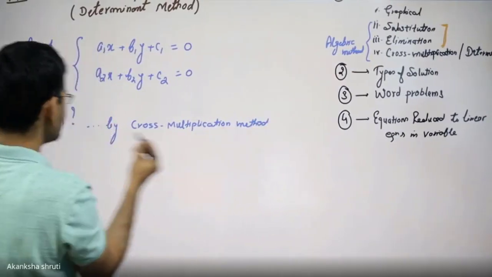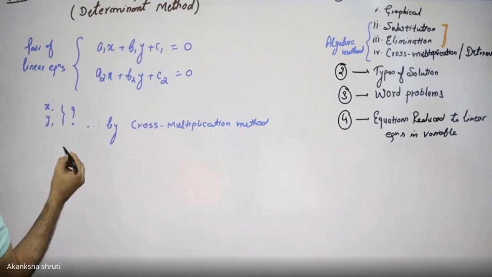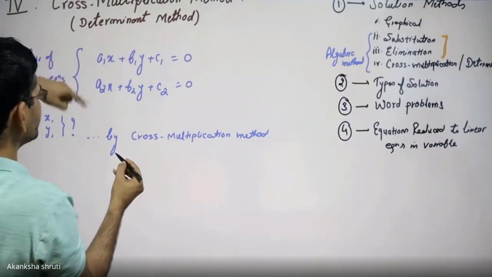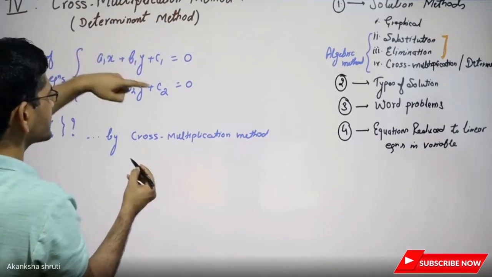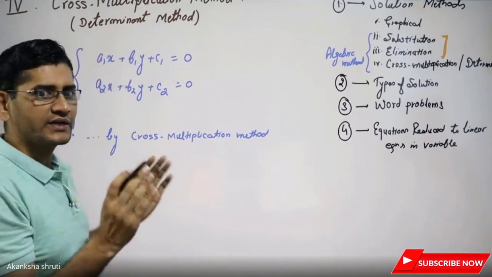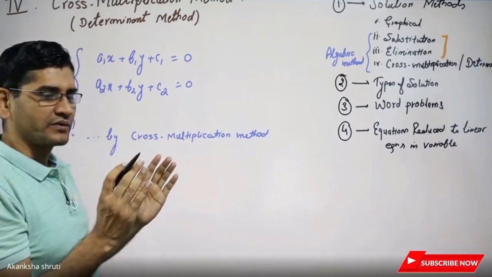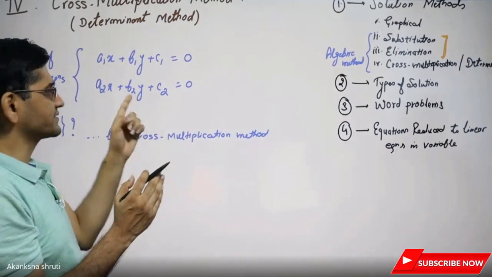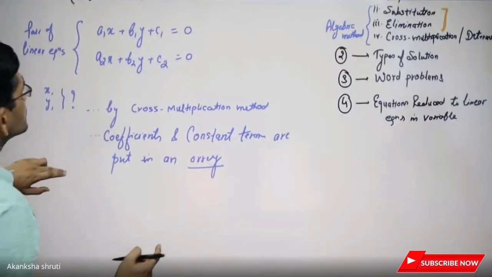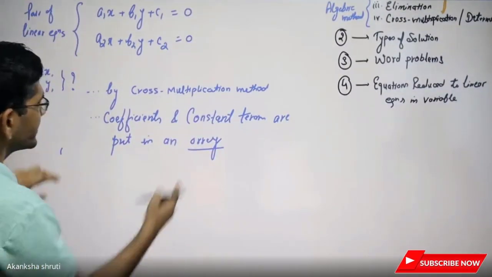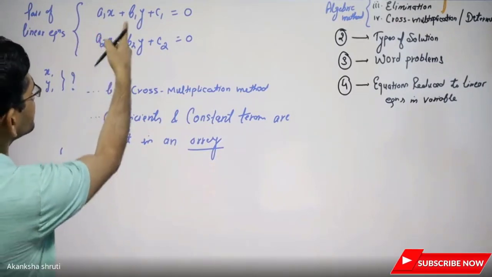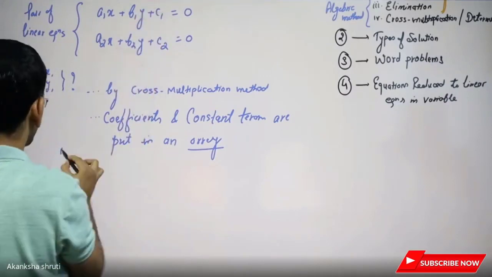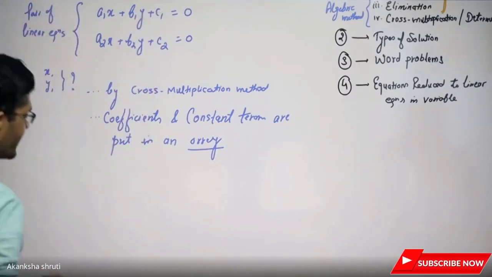In this cross multiplication method, we arrange the coefficients of x, y and the constant term in a certain pattern, and by that arrangement we are able to find the values of x and y very quickly. So what is that arrangement? Keep in mind, whatever coefficients and constant terms are given, you have to arrange them properly.